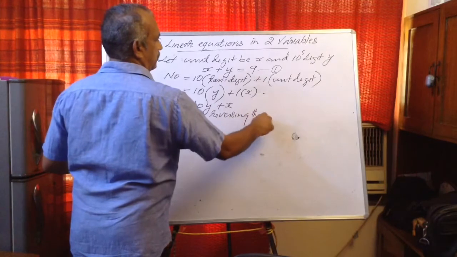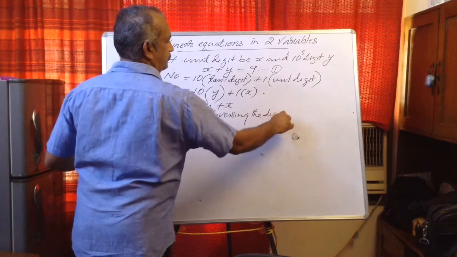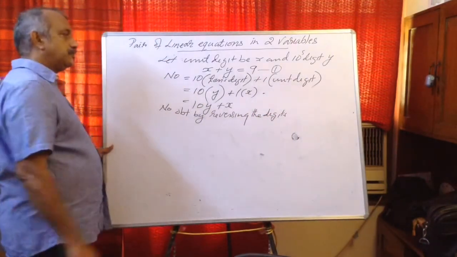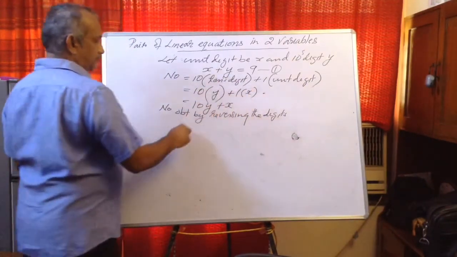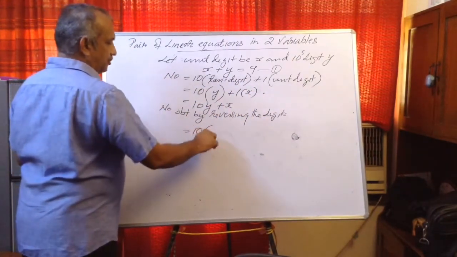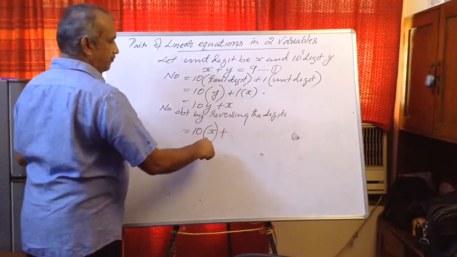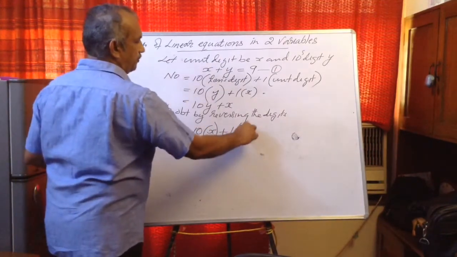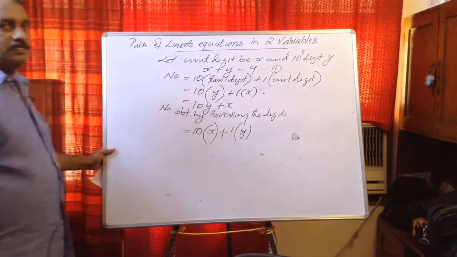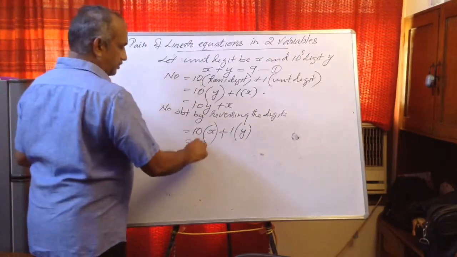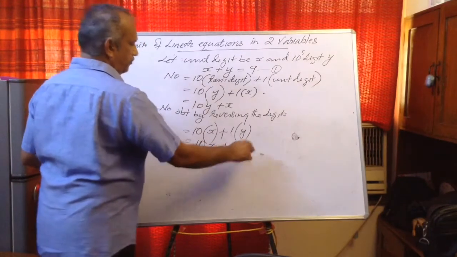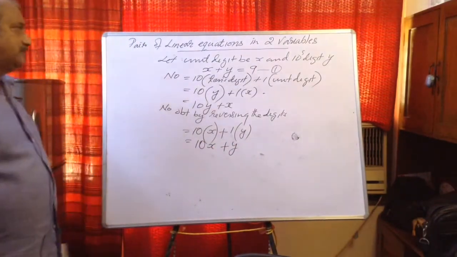(24 and 42). So in the place of y, x, and in the place of x, y. So 10 into x plus 1 into y, because x and y are interchanged. That is what reversing the digits means. So 10x plus y is the number obtained by reversing the digits.